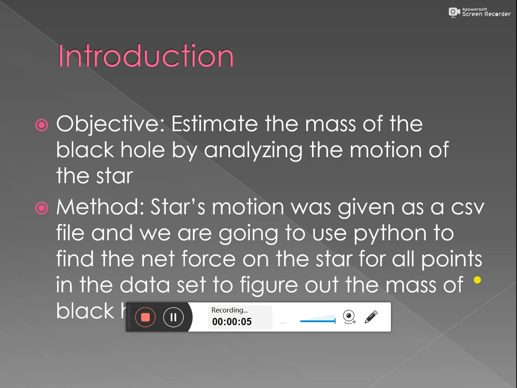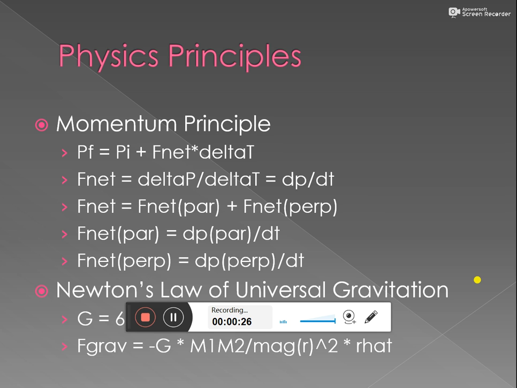The objective of this lab was to estimate the mass of the black hole by analyzing the motion of the star. The method I used was to take the CSV file we were given to predict what the star's motion was, and then use Python to find the net force on the star for all the points in the data set to ultimately figure out the mass of the black hole.